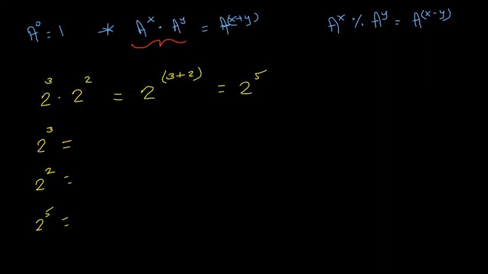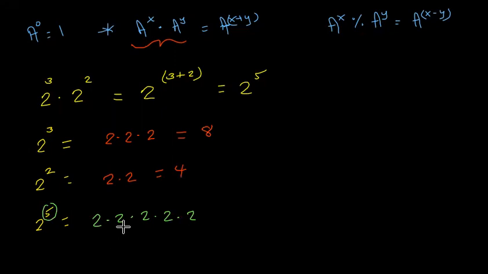So let's start by taking a look at 2 to the 3rd. That is 2 times 2 times 2. 2 times 2 is 4, 4 times 2 is 8. So 2 to the 3rd is 8. 2 squared is 2 multiplied by 2, which is 4. Now let's look at 2 to the 5th power. 2 to the 5th power is 2 multiplied by 2, multiplied by 2, multiplied by 2, multiplied by 2. 5 2s: 1, 2, 3, 4, 5.